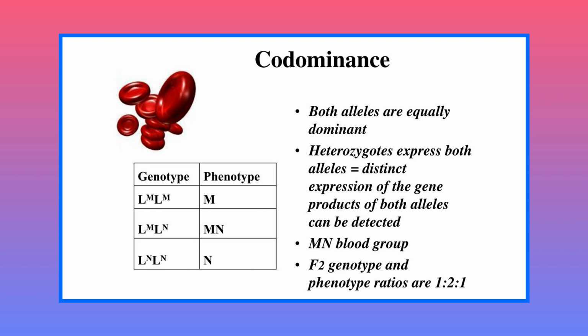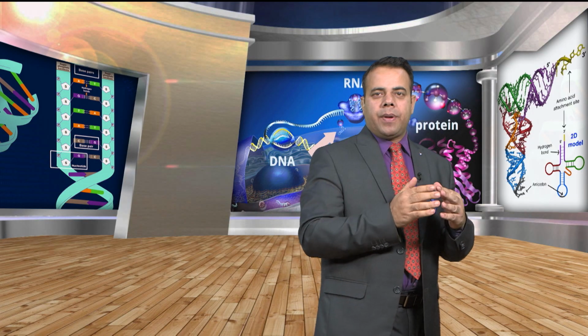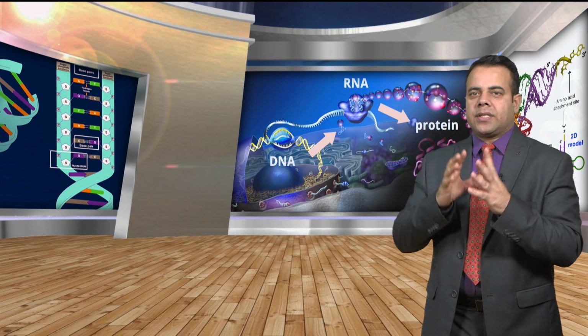Homozygotes with genotype LM LM express the M antigen on their red blood cells and have the M blood type. Homozygotes with genotype LN LN express the N antigen and have the N blood type. So heterozygotes with genotype LM LN exhibit codominance and express both the M and N antigens. They have blood type MN. Dear students, type AB blood of the ABO blood type system is also an example of codominance, besides being an example of multiple allelism in humans.